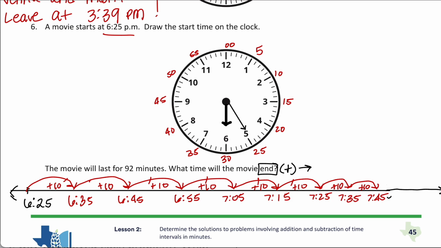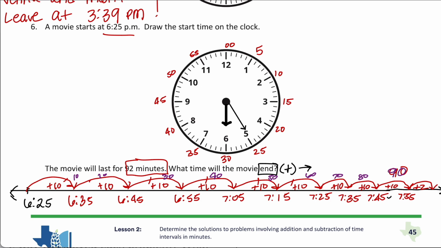Almost there. Okay, so now 7:45 plus 10 is 7:55. Okay, so now we're at 90 minutes. 10, 20, 30, 40, 50, 60, 70, 80, 90. We got to go 2 more minutes. Okay, so 7:55 plus 2. And why did I do plus 2? Because it said 92 minutes, and I already have 90 here. So this makes 90, and I'm going to number them just so you can see. 10, 20, 30, 40, 50, 60, 70, 80, and then this makes 90.